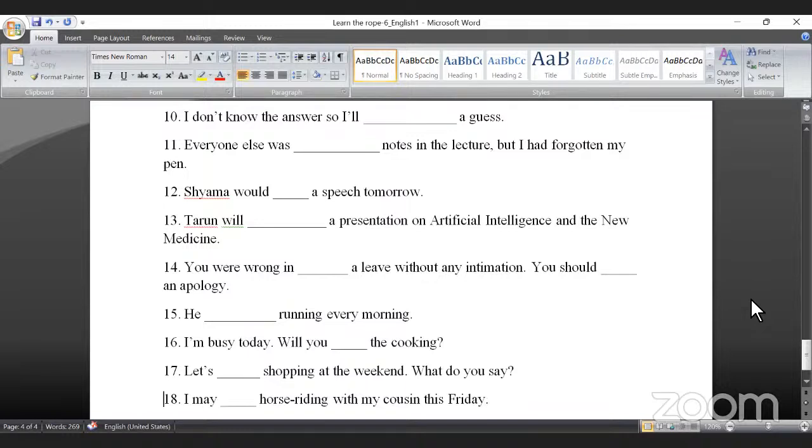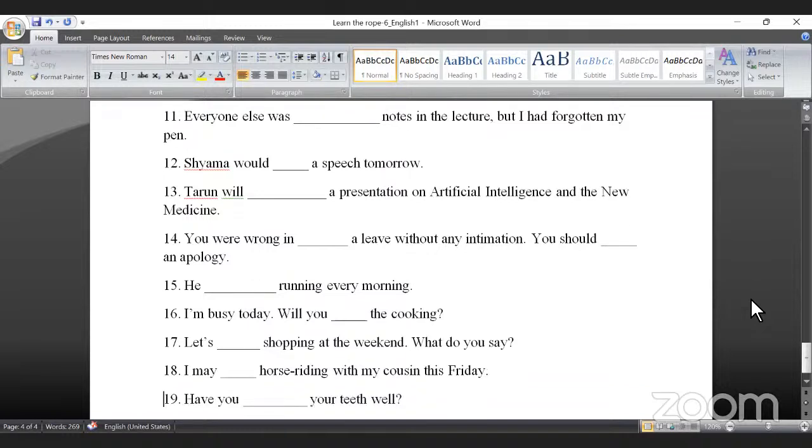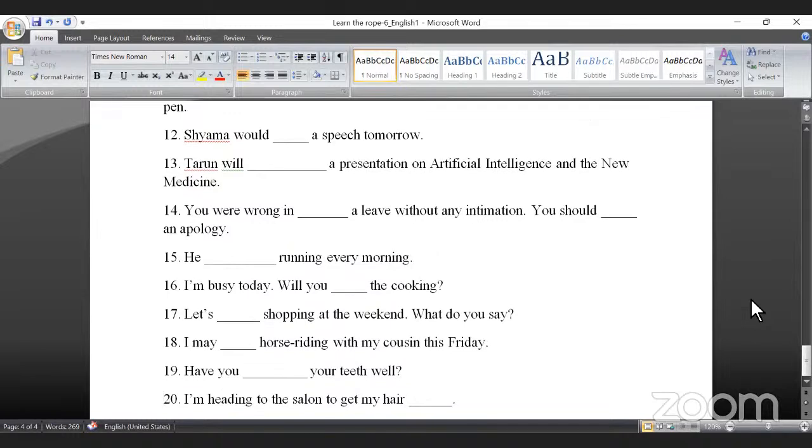Now, the 18th one, I may dash horse riding with my cousin this Friday. Go horse riding. I may go horse riding with my cousin this Friday. Okay. Now, the 19th one, have you dashed your teeth well? Have you dashed your teeth well?